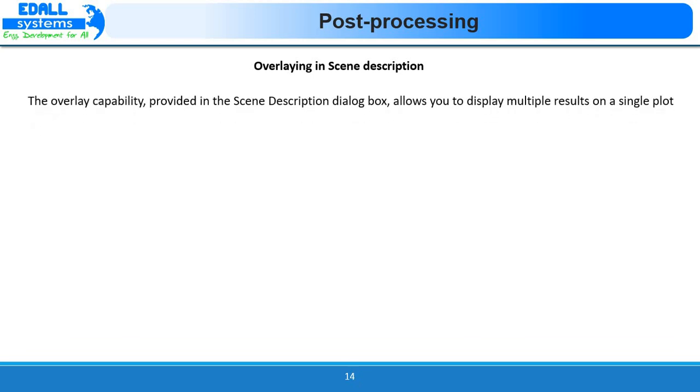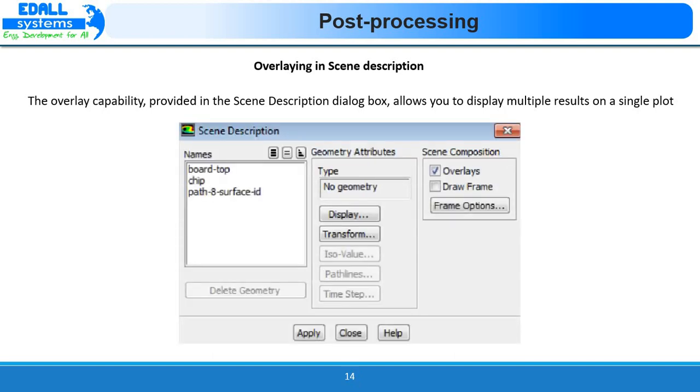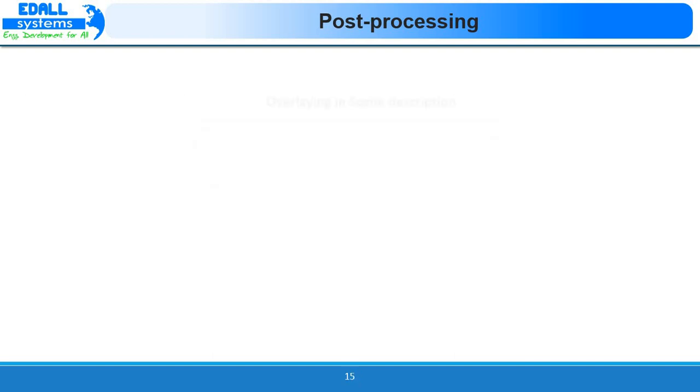So next is overlaying in scene description. The overlaying capability provided in the scene description dialog box allows you to display multiple results on a single plot. Now suppose there is a case where I want to see vectors as well as my path lines in one single plot. So I can use this option of overlaying. This is the dialog box for the overlaying option. I'll show how it can be viewed.